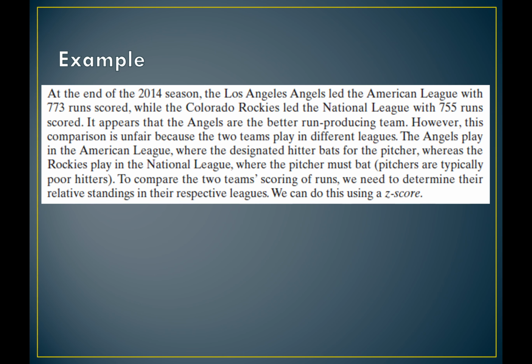At the end of the 2014 season, the Los Angeles Angels led the American League with 773 runs scored, while the Rockies led the National League with 755 scored. It appears that the Angels are the better run producing team. However, this comparison is unfair because the two teams play in different leagues. The Angels play in the American League, where designated hitters bat for the pitchers, whereas the Rockies play where the pitchers must bat. To compare the two teams' scores, we can use a z-score and look at the data from the National League and the American League.